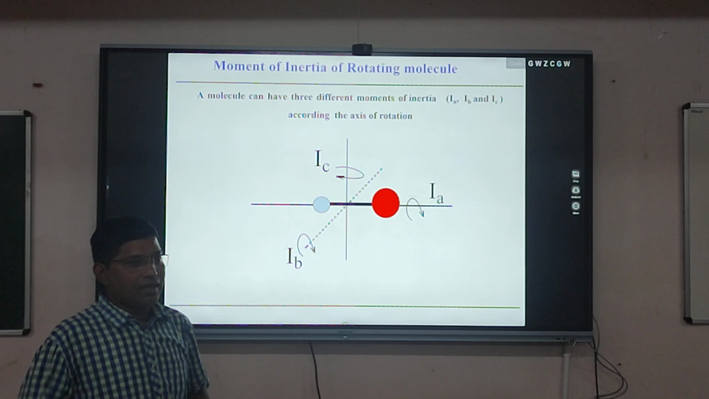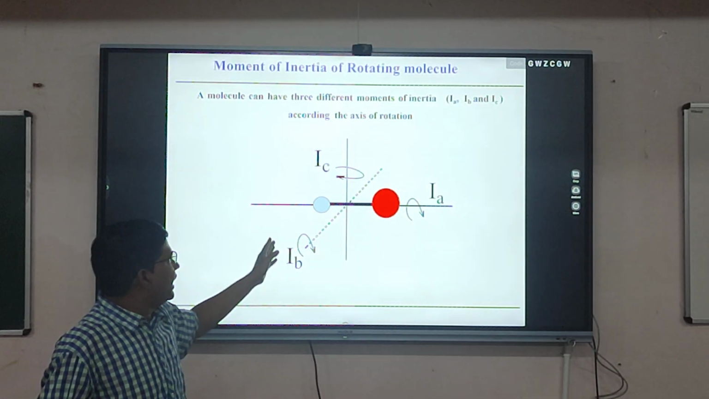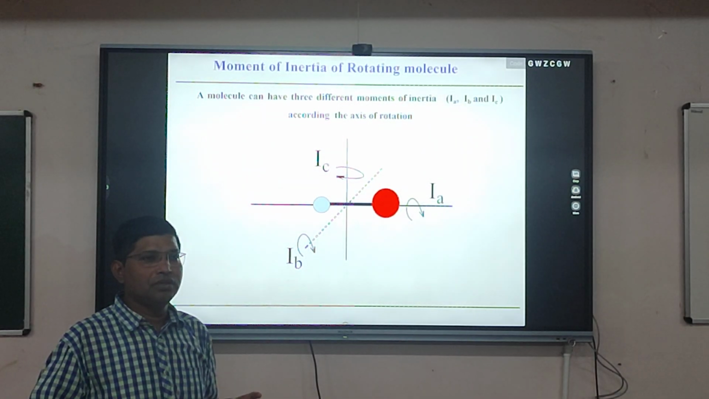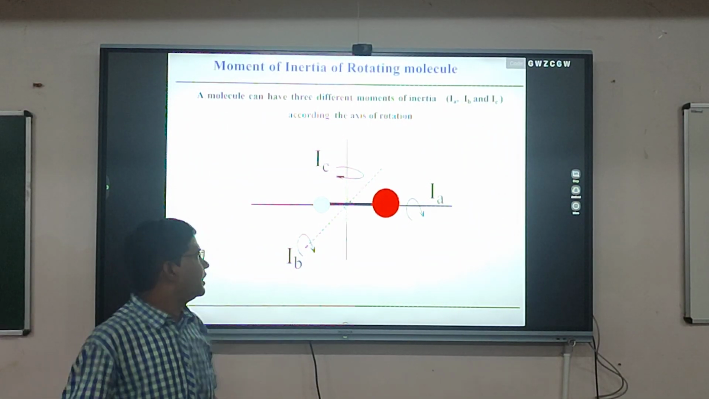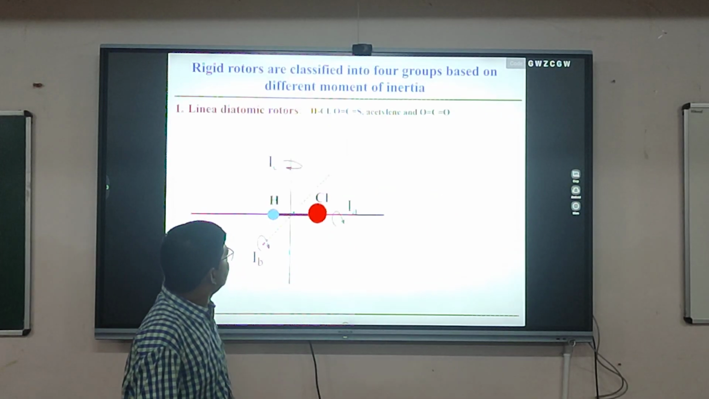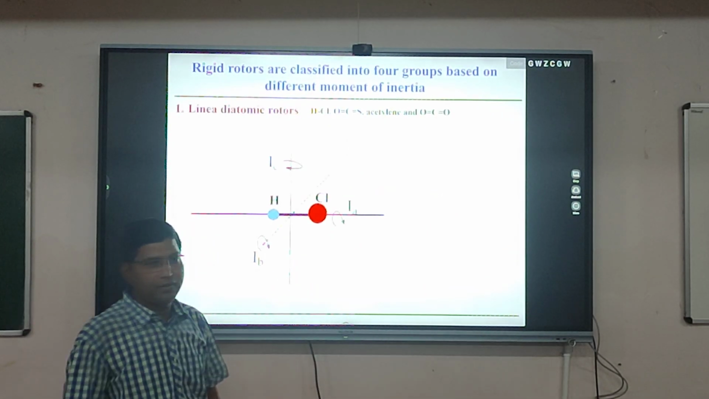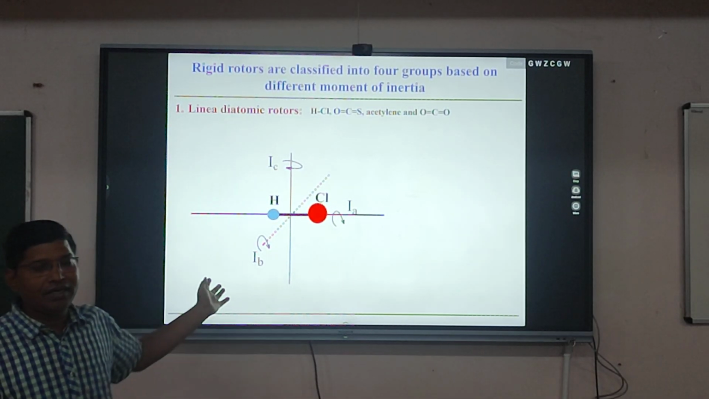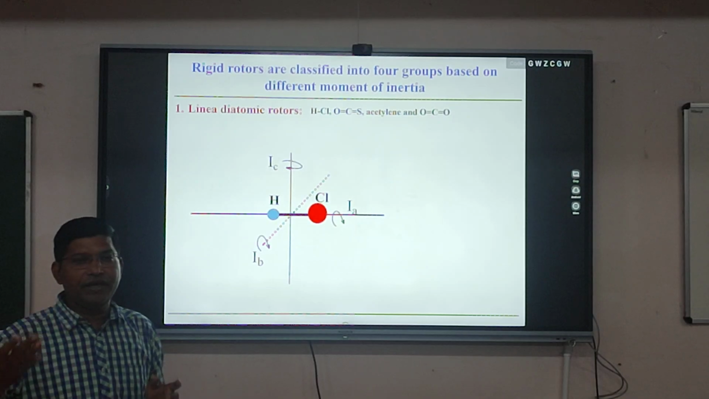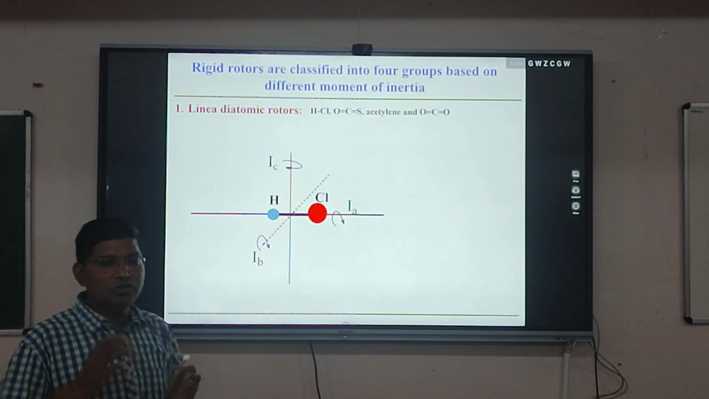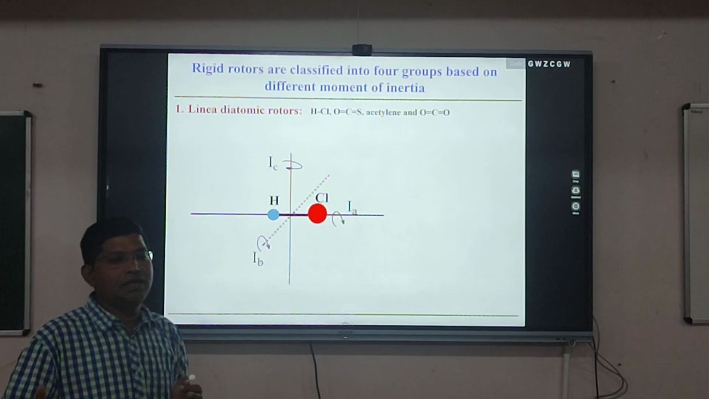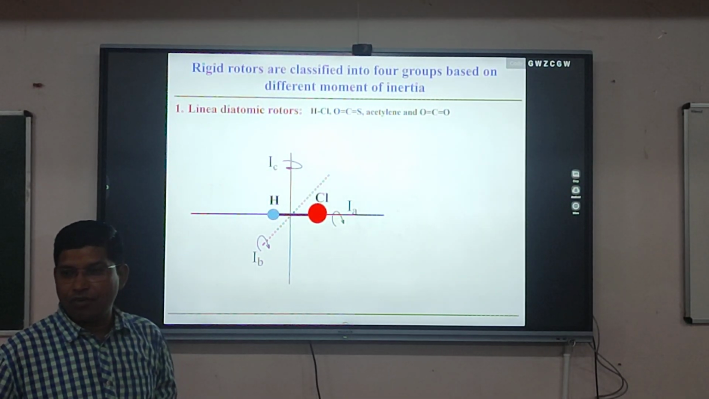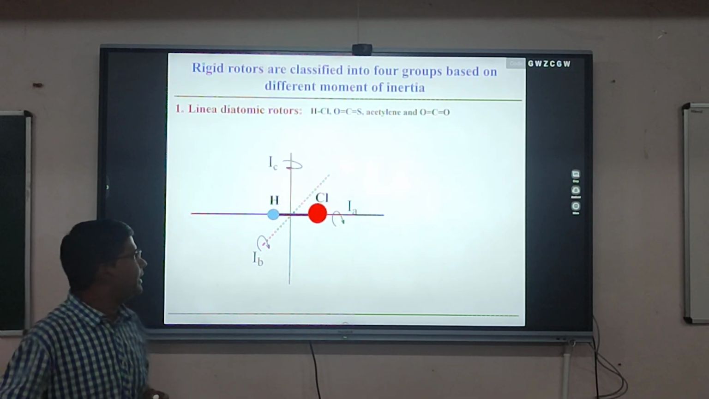These three, Ia, Ib, Ic, the moments of inertia about different axes, we should know. Then only can we classify the molecule. This is a simple example. Here we will understand the magnitude of the moment of inertia, so we should know the value of the moment of inertia for rotation of this molecule about different axes: the bond axis, on a plane, and perpendicular.